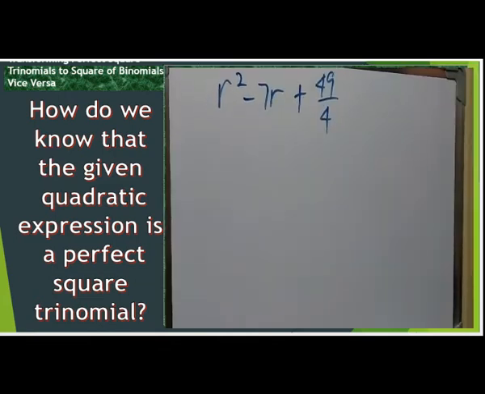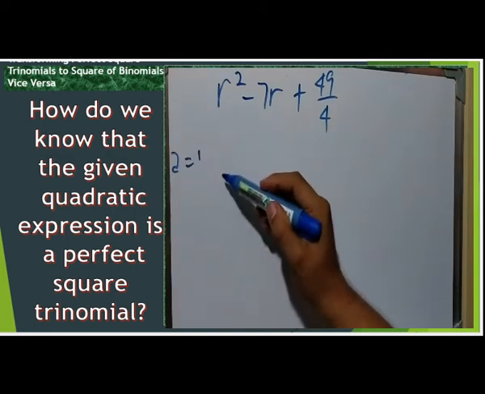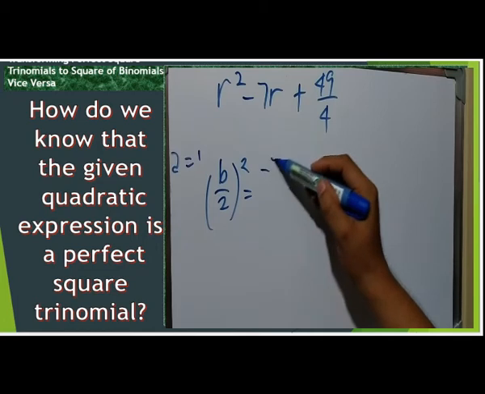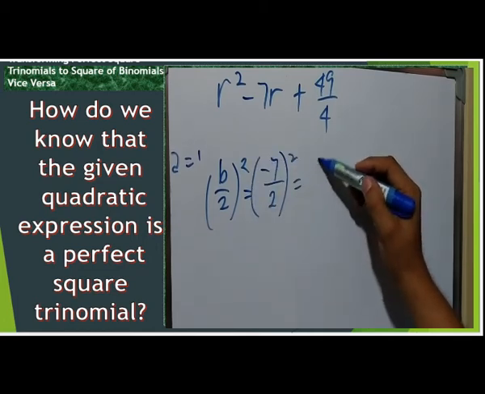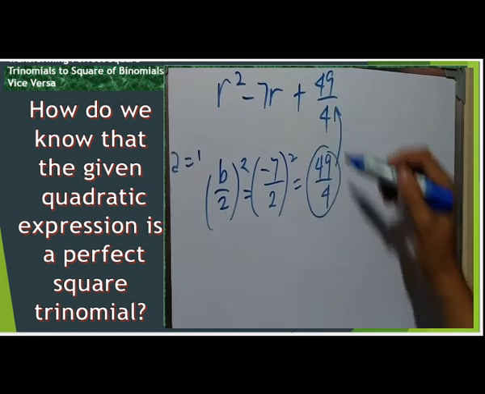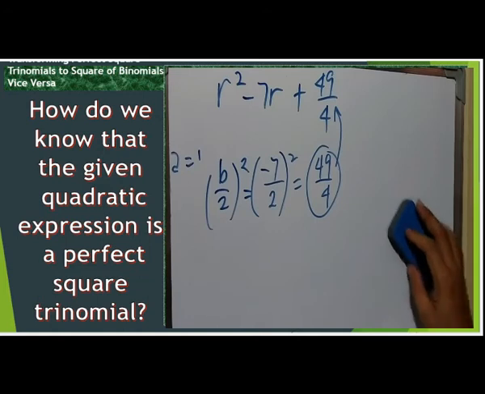r squared minus 7r plus 49 over 4. Let us first determine if the given expression is a perfect square trinomial. Since a is 1, you may just follow b over 2 raised to the second power. So b is negative 7 divided by 2 raised to the second power. That means 49 over 4. Since c is 49 over 4, it means to say that r squared minus 7r plus 49 over 4 is a perfect square trinomial.